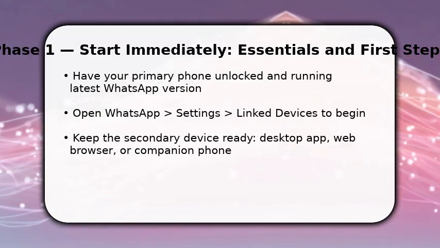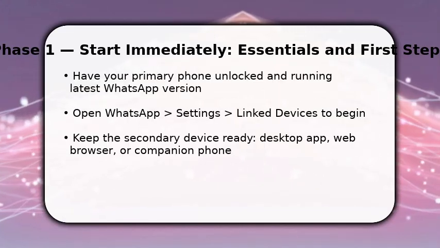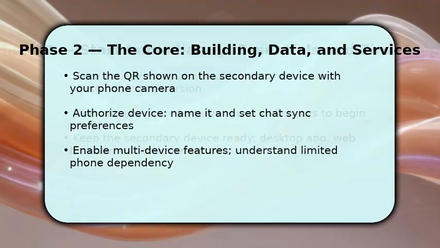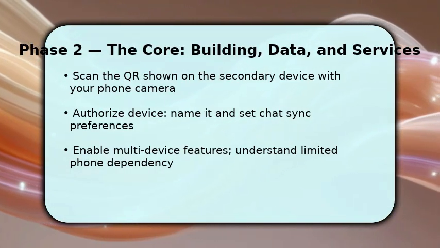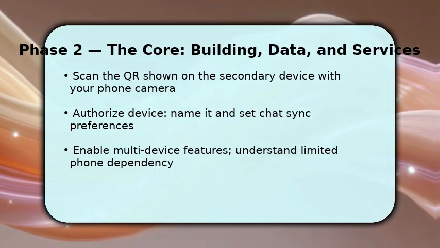You do this now to avoid session timeouts. If you delay, the scanner will close and you'll need to reinitiate the linking process. Once the QR appears on the secondary device, point your phone camera and scan it. This establishes end-to-end encrypted linkage.